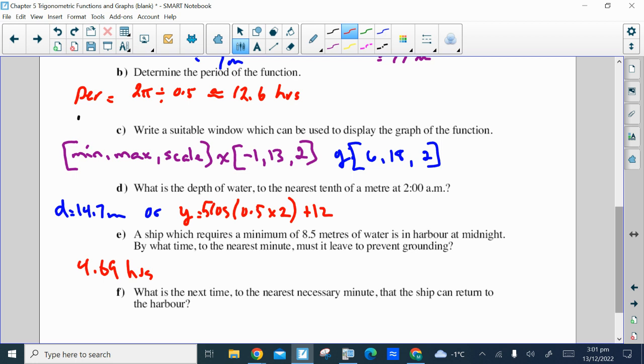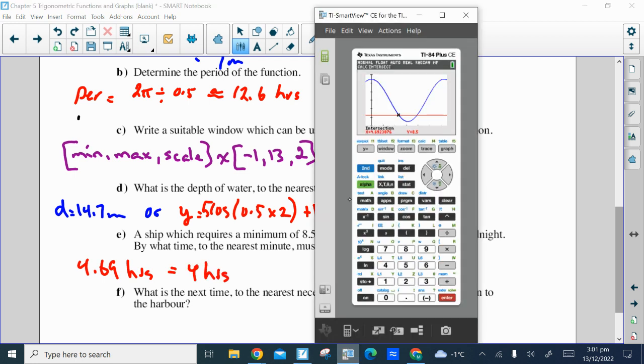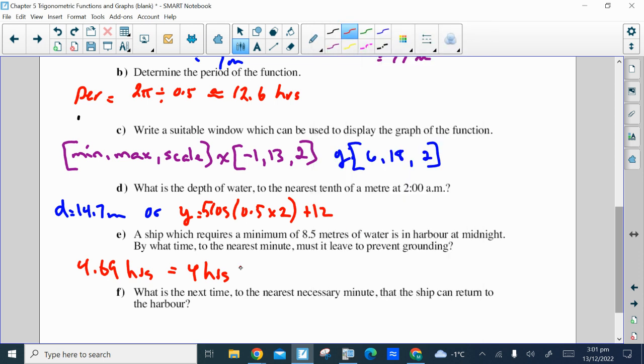after midnight, or 4 hours and 0.69 of an hour, or 0.69 of 60 minutes. So because this number is in my x value, if I just go quit and now I go x times 60, whoops, that's not right. I've got to go x minus 4 times 60. I've got to take the 4 away. So I just have the decimal, times 60 minutes. So 4 hours, 42 minutes.